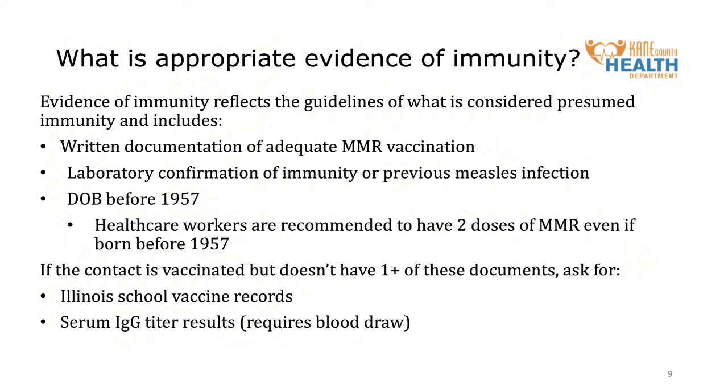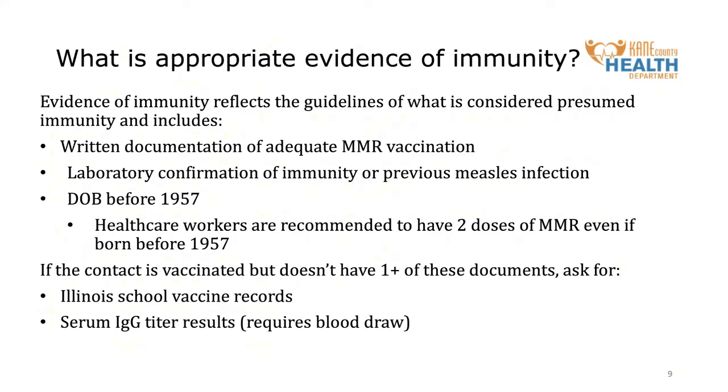Certain criteria provide what we call evidence of immunity, meaning we can presume that the contact is immune if they're able to provide appropriate evidence. The first step is to discuss vaccination and seek written documentation of adequate MMR vaccination. If an individual is 4 years old or older and/or high risk, 2 doses of the MMR vaccine is considered evidence of presumed immunity. If an individual is younger than 4 or an older individual who is not high risk, 1 dose of the MMR vaccine is appropriate evidence.